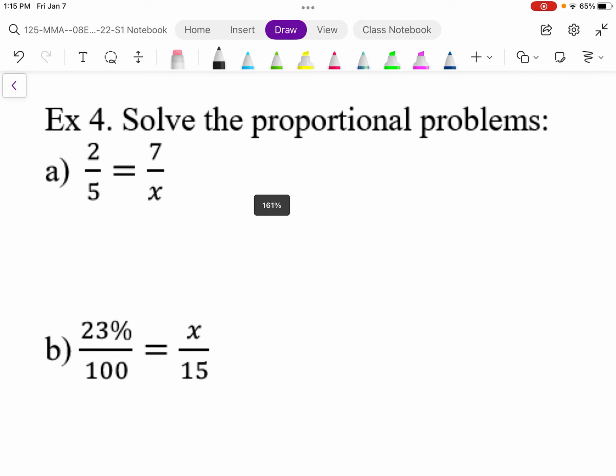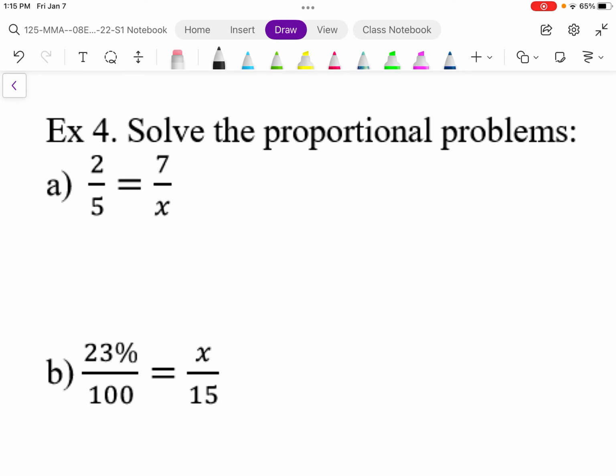To solve proportional problems, we can just find a multiplier or divisor to get us from one fraction to another. So for example, I've got a multiplier of times by 0.4 to get from bottom to top, so I can go in this direction and divide by 0.4 to get x. So when I do that, I get 7 divided by 0.4, and that gives me 17.5, so x is equal to 17.5. Okay, so that's one way we can solve this proportional equation.